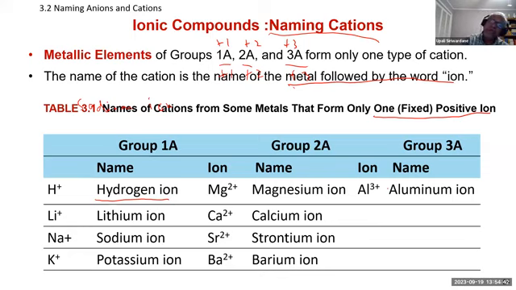You should know aluminum is 3+, because aluminum is in the 3A group, therefore it loses 3 electrons. Calcium is in 2A. Lithium is in 1A, loses 1 electron. Strontium is in 2A, loses 2 electrons. It's called strontium ion. Potassium ion is potassium plus.